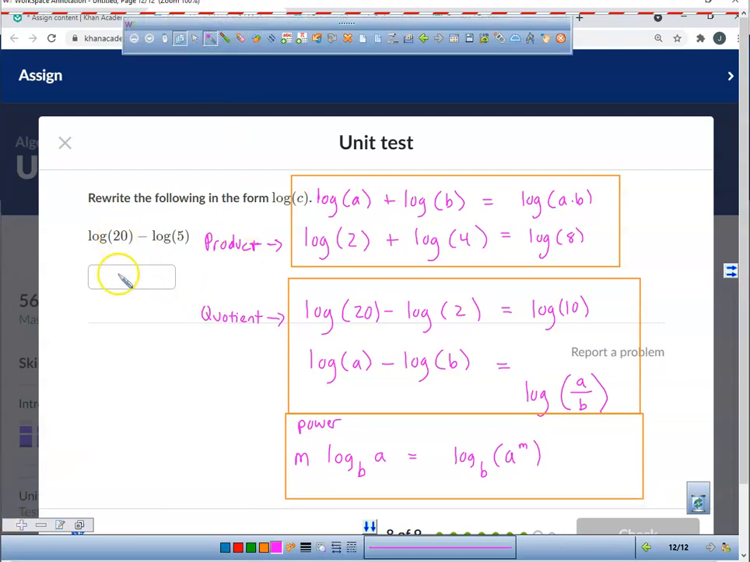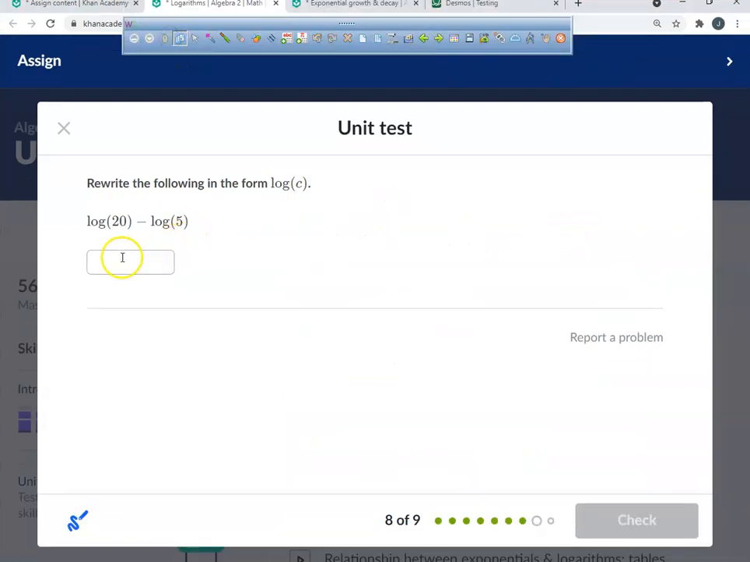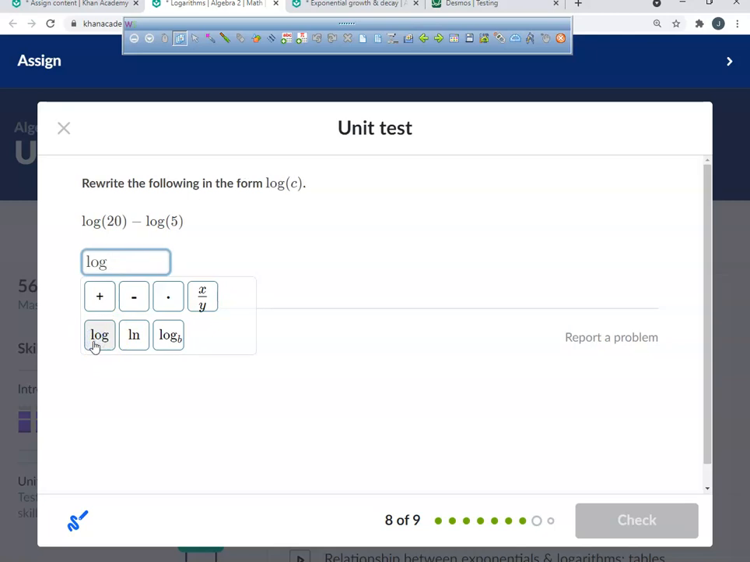So right here, we can just take the 20 divided by the 5, and we get log 4, and you're done. Okay? So you just need to know the 3 different rules. I don't know whether you're just going to have sum, product, or power rule. I went over the 3 rules because there's 3 of them, and that's it. So put a log of 4.